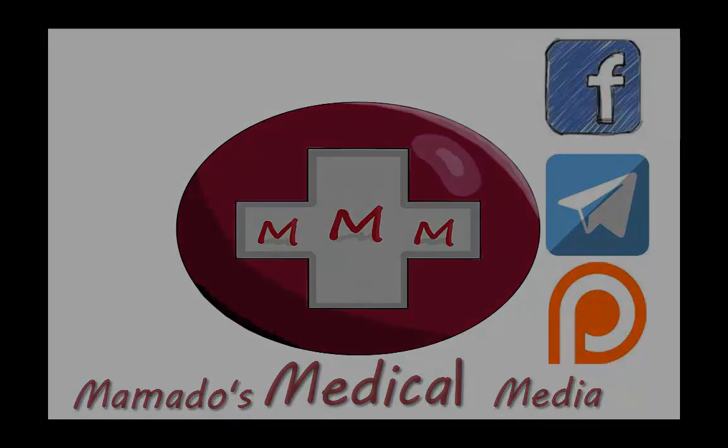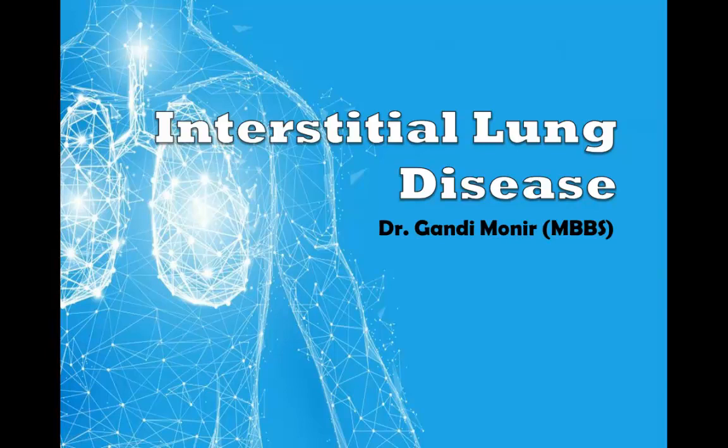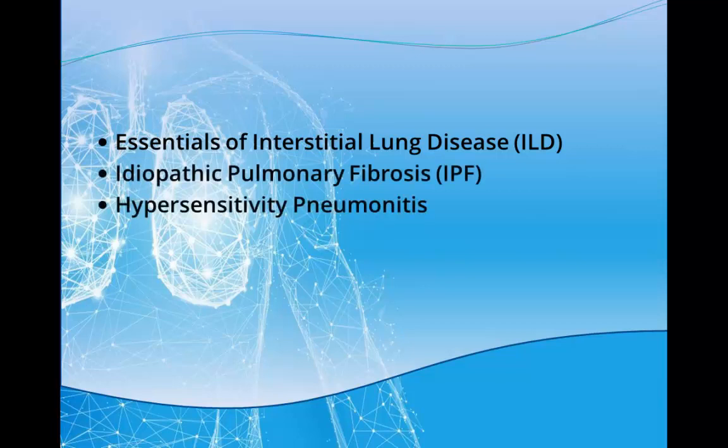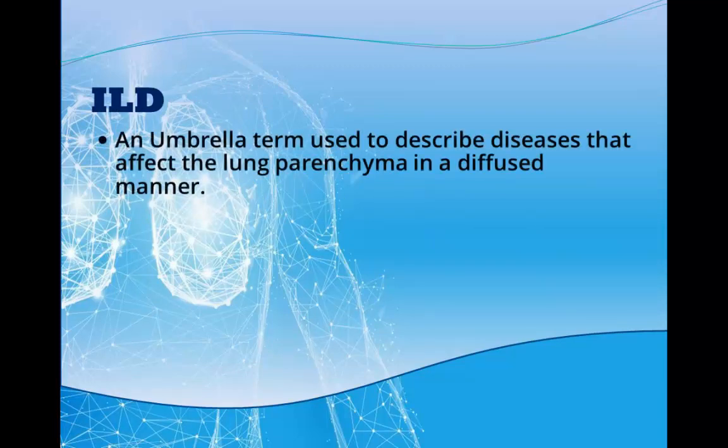Thanks in advance. Interstitial lung disease is one of the major restrictive diseases that causes stiffness of the lungs. In this video, I'll cover this as well as the industrial dust diseases. We'll briefly go over interstitial lung disease as well as the three most common types: Idiopathic Pulmonary Fibrosis, Hypersensitivity Pneumonitis, and Sarcoidosis. Interstitial lung disease is more of an umbrella term we use to describe diseases that affect the lungs parenchyma in a diffused manner.